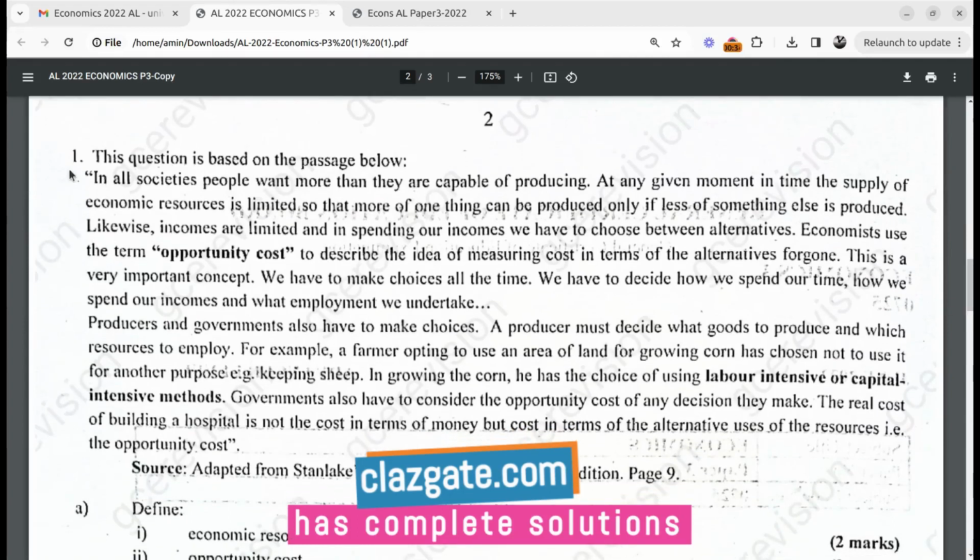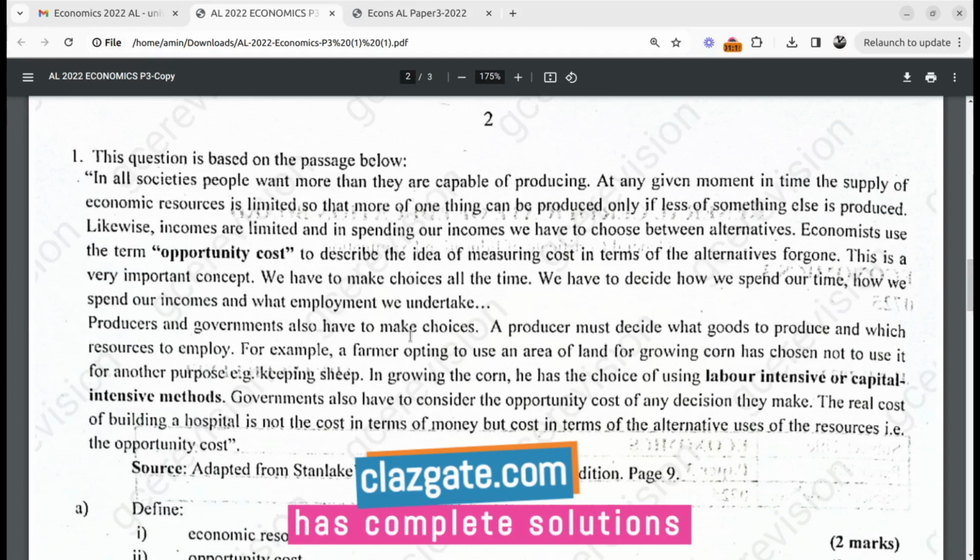Question 1 says, this question is based on the passage below. In all societies, people want more than they are capable of producing. At any given moment in time, the supply of economic resources is limited so that more of one thing can be produced only if less of something else is produced. Likewise, incomes are limited, and in spending our incomes, we have to choose between alternatives. Economists use the term opportunity cost to describe the idea of measuring cost in terms of the alternatives forgone. This is a very important concept. We have to make choices all the time. We have to decide how we spend our time, how we spend our incomes, and what employment we undertake.